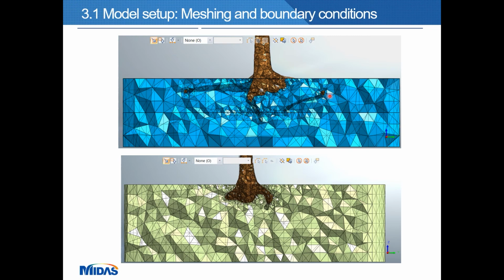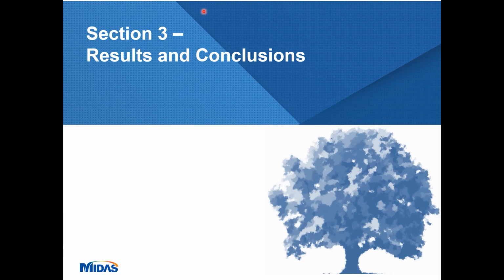We have different kinds of meshes and sizes of the mesh. For the tree, we use every centimeter, and for the soil, every 10 centimeters, in order to have consistent results. So again, this is a big picture of how it can be seen in MIDAS GTS NX. I think the picture is quite impressive. The results are also quite impressive, but we will discuss them later. So now let's move to the results and conclusion.